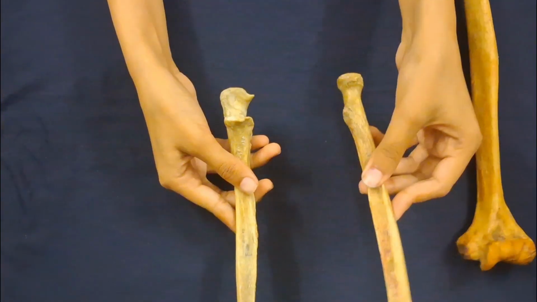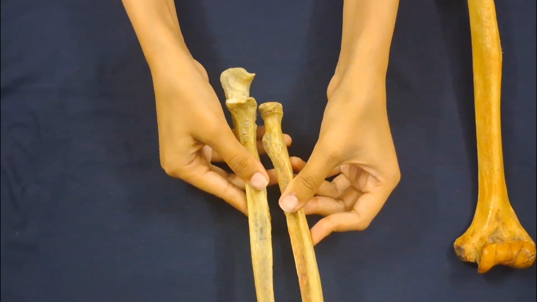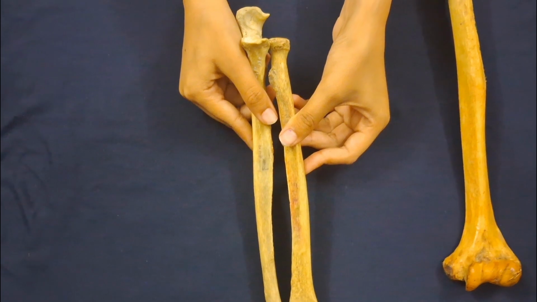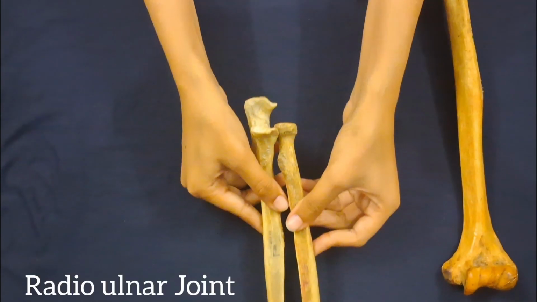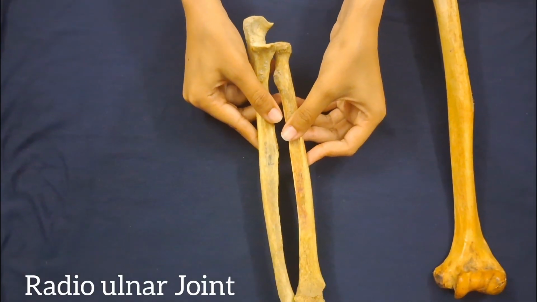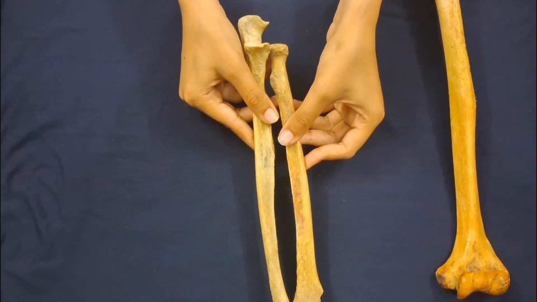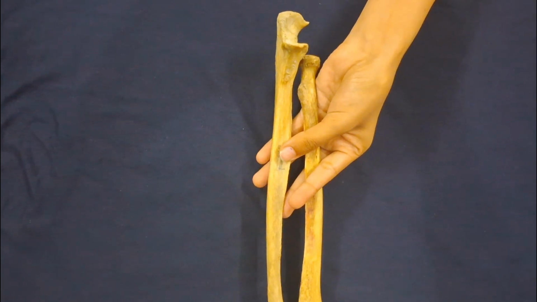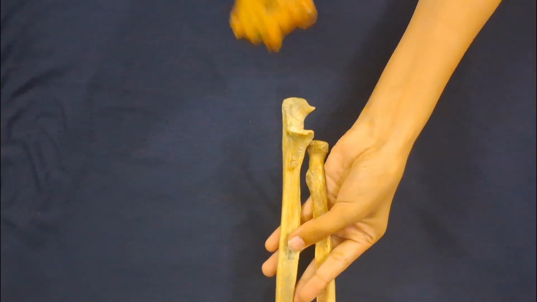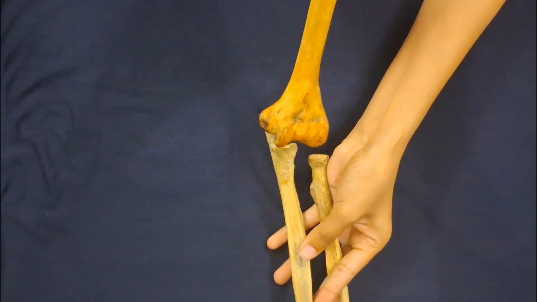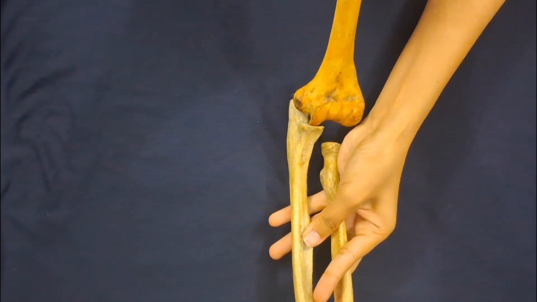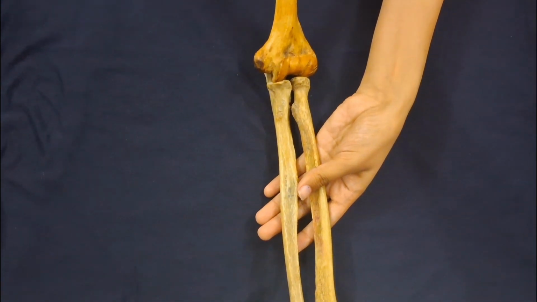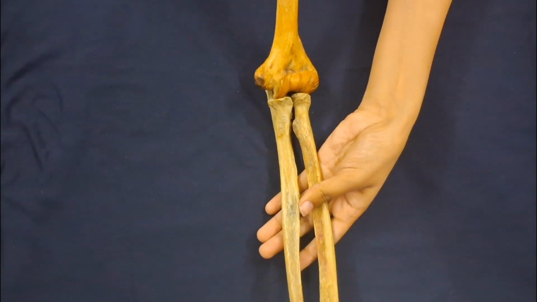Then with radius, ulna articulates like this at the radial notch, forming the radio-ulnar joint. This is the radio-ulnar joint. Now with humerus, it forms the elbow joint, and ulna articulates with the humerus to form the humero-ulnar joint.